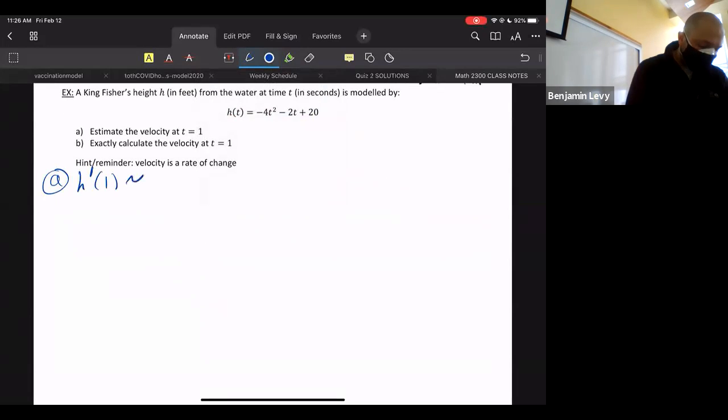And we're going to approximate it in part A by doing that formula we just did. And so let's look at the average rate of change. Let's go from 0 to 1. And let's go from 1 to 2.